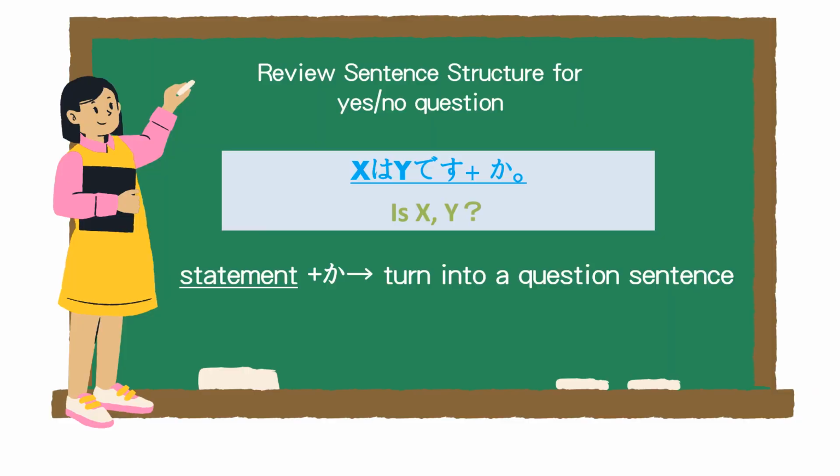Let me do a quick recap from episode 15 where we studied yes-no question sentences. You had a statement and you add ka at the end of a sentence to turn it into a question sentence. And for those yes-no question sentences, you have to say yes or no in your response.